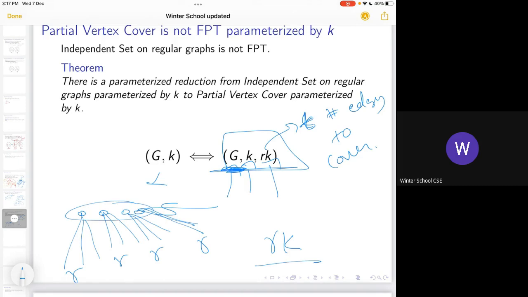Hmm? Sorry, k by r, k by t. I didn't get what you are saying. It becomes a ratio of that. No, it does not. Yes, it has to be an independent set.